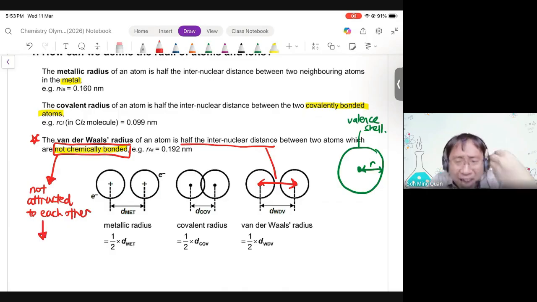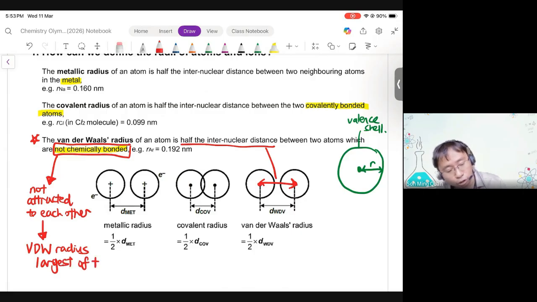So imagine if they are not attracted to each other, would you expect the distance to be larger? Are they further apart? Or do you expect the distance to be closer? I think it's obvious, right? If they are not attracted, it's just like maybe you and your friend. If you are not very good friends, you're not very close to each other, you literally won't sit close to each other. Same here. The atoms are not chemically bonded, they're not attracted, and therefore you expect the van der Waals radius to be the largest of the three definitions.